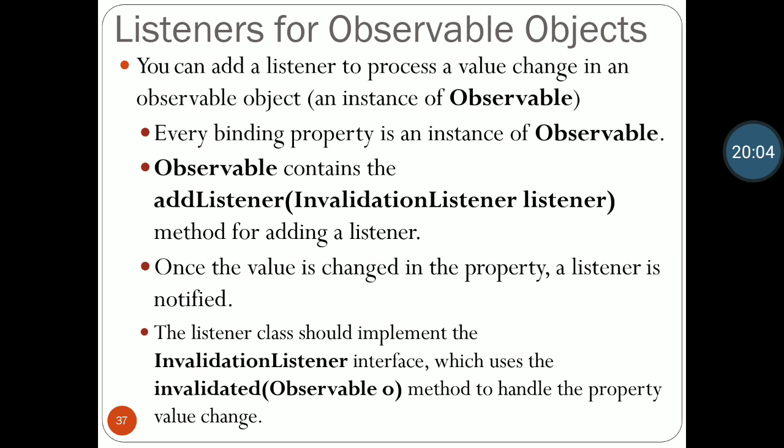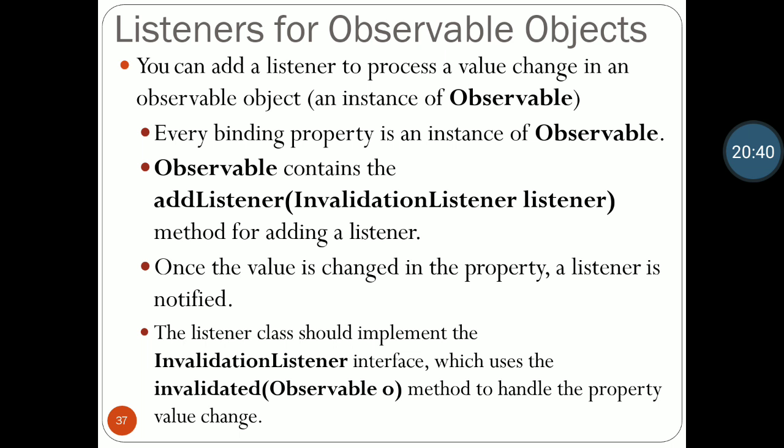Next, listener for observable object. You can add a listener to process a value change in an observable object. Every binding property is an instance of Observable. The addListener method is for adding a listener. Once the value is changed in the property, the listener is notified. We have seen in the previous semester in DBMS a trigger. The same thing is going on here.